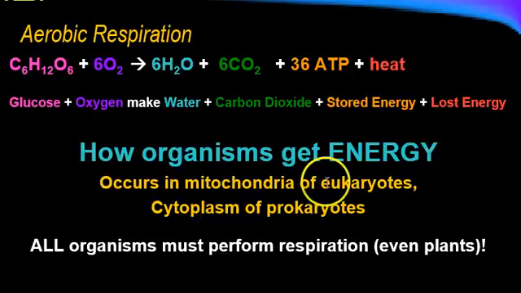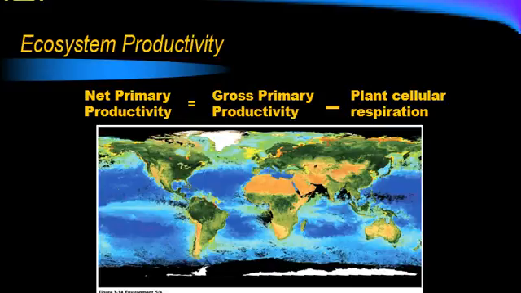This is occurring in your mitochondria if you're a eukaryote. Remember, these are cells that have a nucleus and other organelles. If you're a prokaryote, you don't have any of those things, so this would just occur in the cytoplasm. But the most important thing to remember here is that all organisms have to perform respiration in some way, even plants, because they all need energy. They all need this ATP. You cannot survive without it. All right, so this first part of the cycle, the amount of energy that's captured by photosynthesis and the amount of energy that's released by respiration, all starts to play into how productive an ecosystem is.